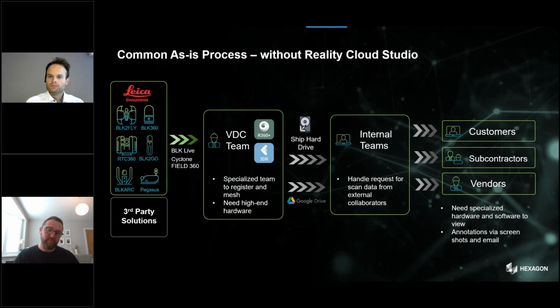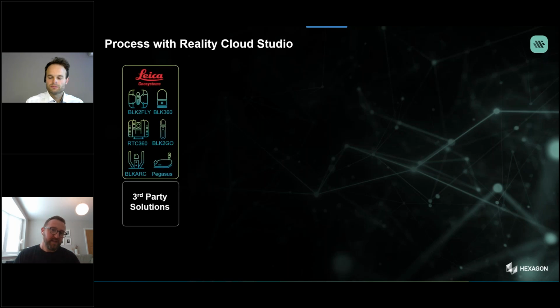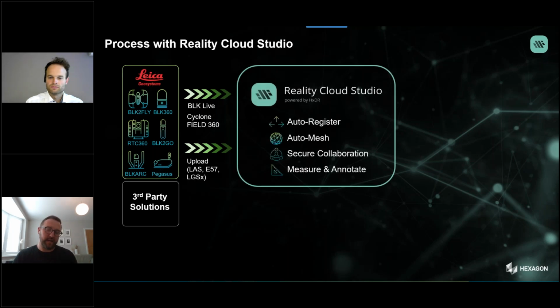So this is where Reality Cloud Studio can really benefit. In the workflow of Reality Cloud Studio, you have all the devices. You can actually go from the field to the cloud with some of those devices using the apps, but you can, of course, go through the standard workflow of taking that data into Register 360 and uploading from there. But let's say we do go from the field to the cloud.